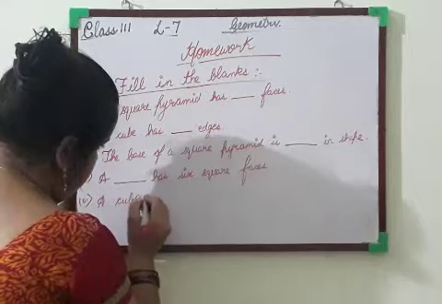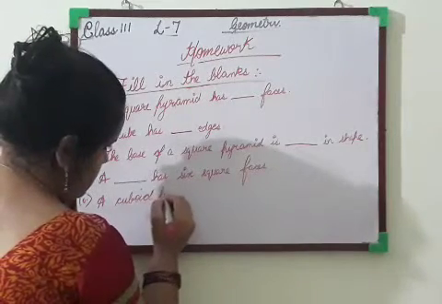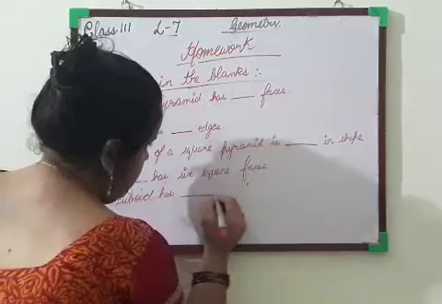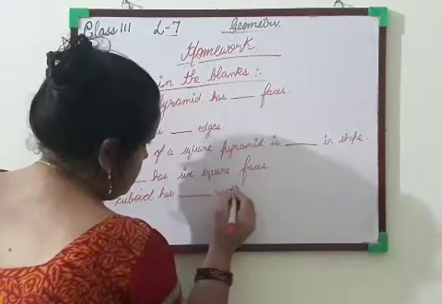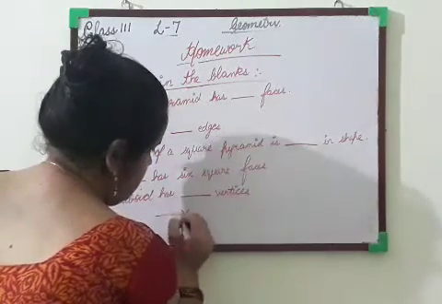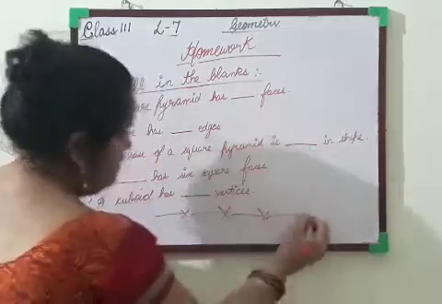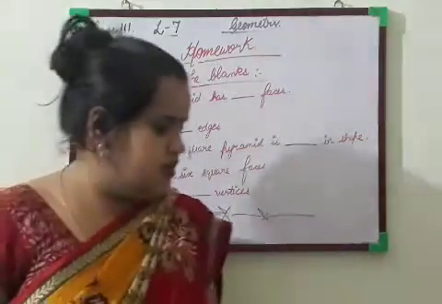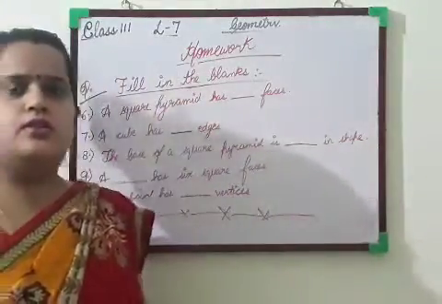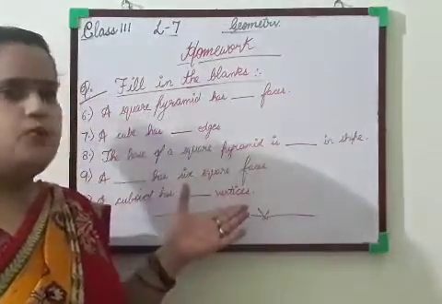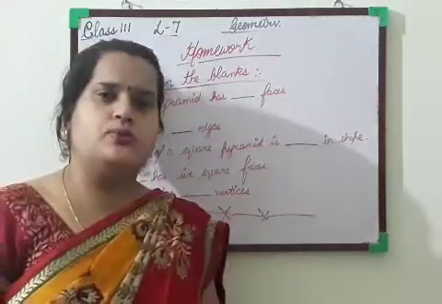A cuboid has dash vertices. Okay. These were the questions which were given to you. Hope you have understood. Do these questions well at home.